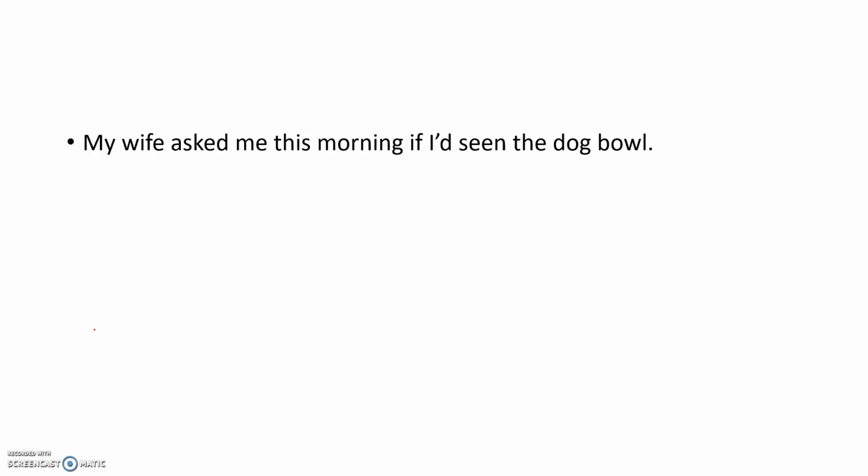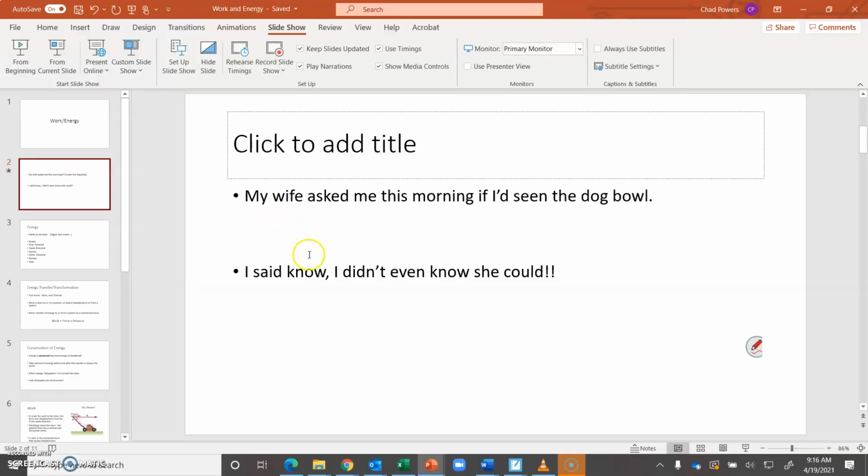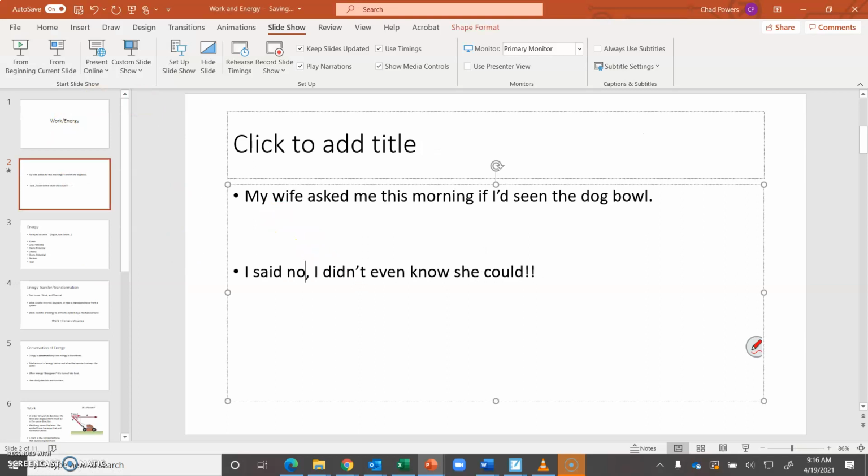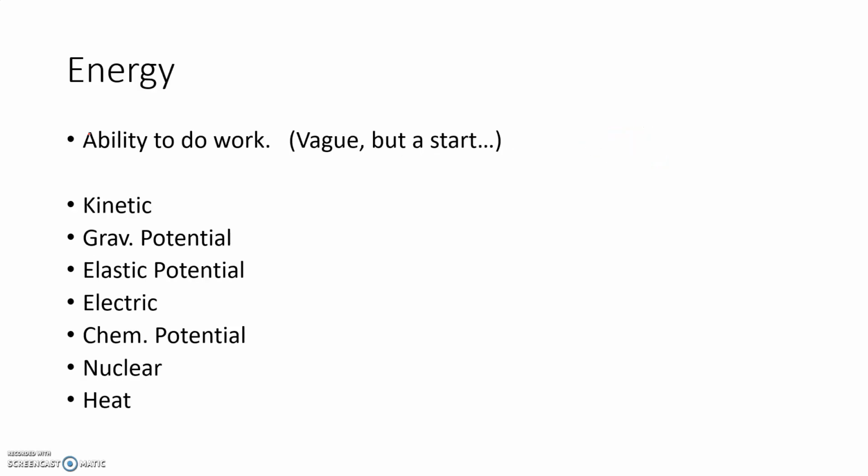So my wife asked me this morning if I'd seen the dog bowl. I said no. I didn't even know she could. Come on, man. Seeing the dog bowl, Gabe. Have you seen the dog bowl? Because there's 3 of them that are gonzo.